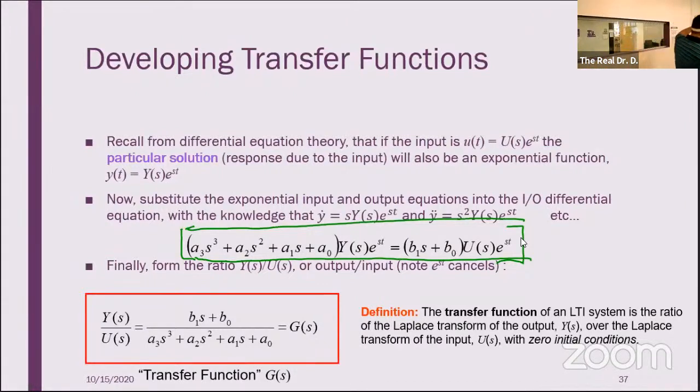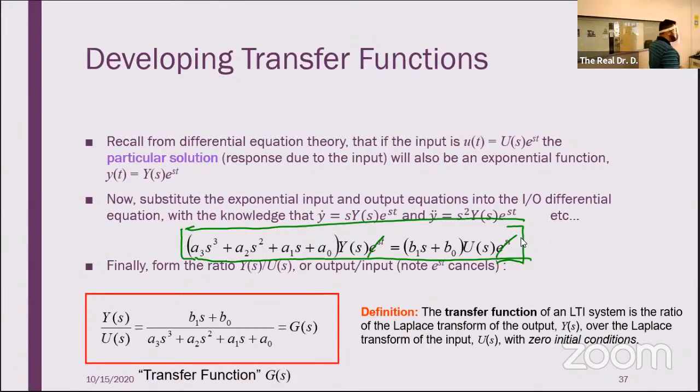Okay, so I get this input-output equation. What doing the Laplace transform has done is allowed me to take everything that is a function of y and move all of my differentials and my coefficients into the parentheses, and then I just have y of s times e to the st.